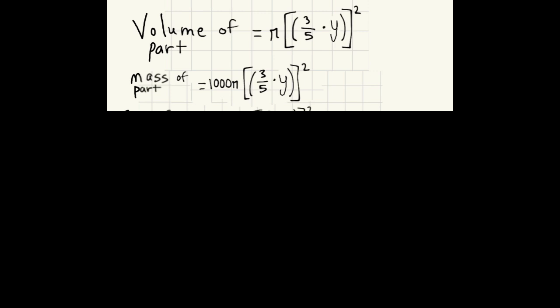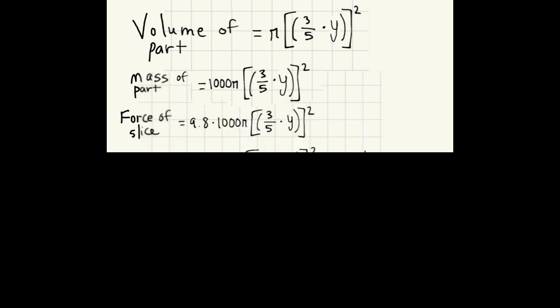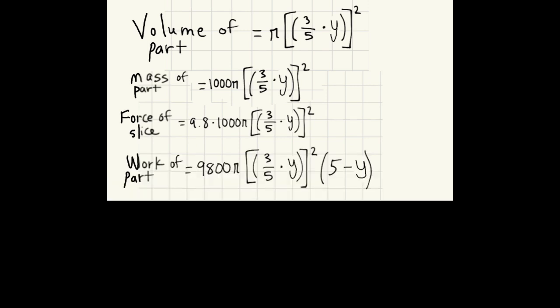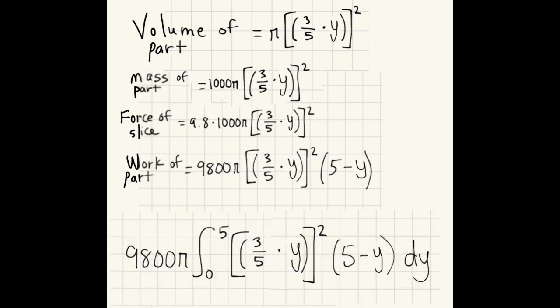cubed. Then we can multiply that equation by gravity, which is 9.8 meters per second squared. And then we should come out with 9,800 pi from those constants, and then multiply that equation by the height of the cone minus the height that the water sits at in the cone. Then our integration problem should look something like this, of 9,800 pi with the limits of 5 to 0.